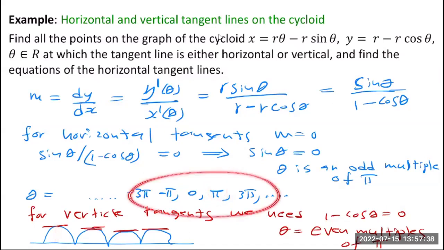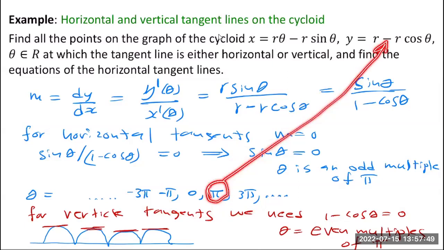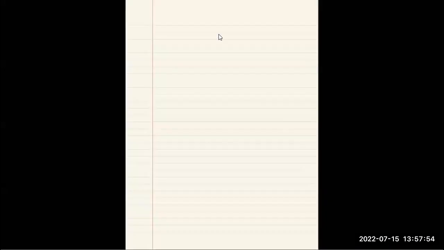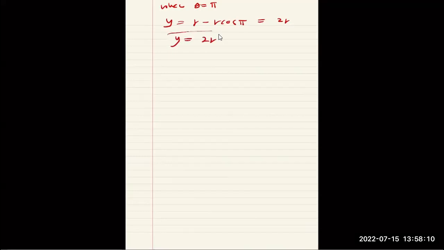You plug in one of these numbers in the y expression, in the parametric equation for y. So I'm going to plug in theta is equal to pi in this equation to find the y value. When theta is equal to pi, y is equal to r minus r cosine pi. But cosine pi is minus 1, so that will make it 2r. So the horizontal tangent is y is equal to 2r.